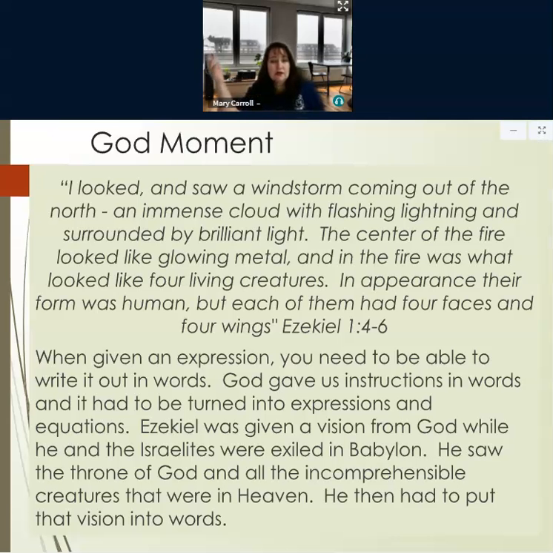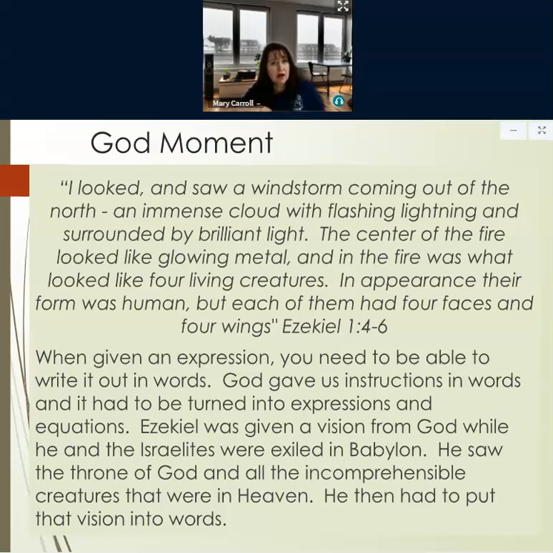Okay, so our God moment is, I looked and saw a windstorm coming out of the north, an immense cloud with flashing lightning and surrounded by a brilliant light. The center of the fire looked like glowing metal, and in the fire was what looked like 4 living creatures. In appearance, their form was human, but each of them had 4 faces and 4 wings. This is Ezekiel 1:4-6.